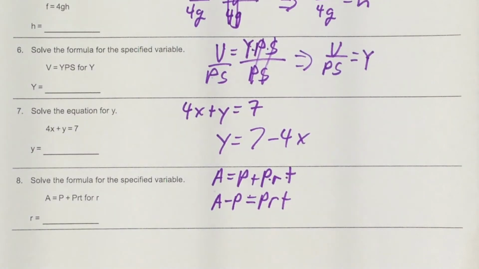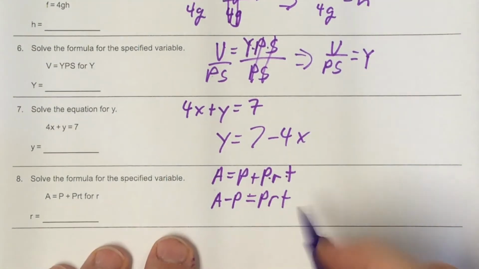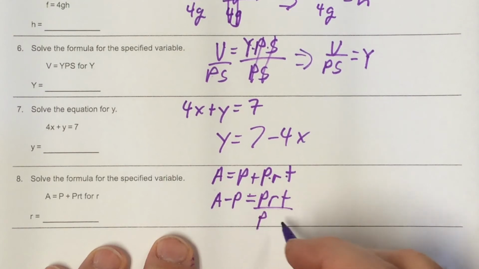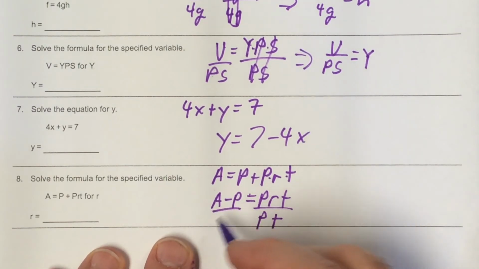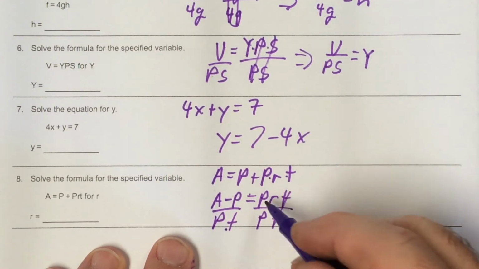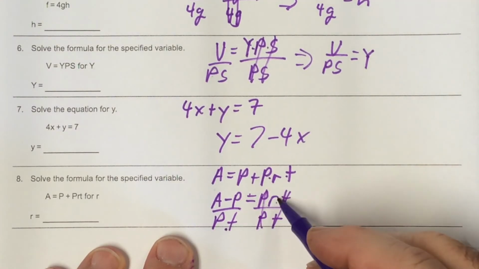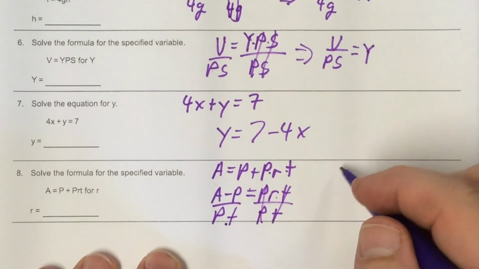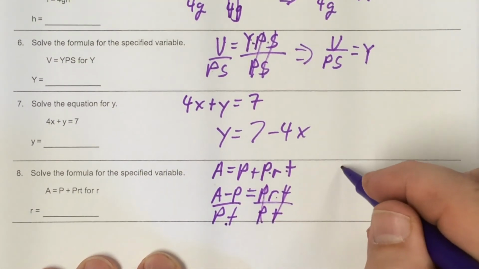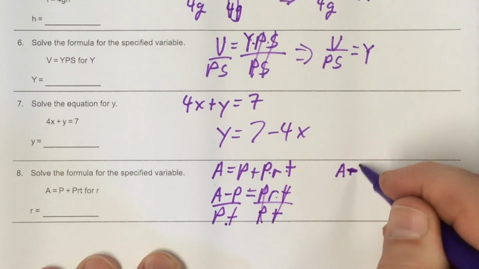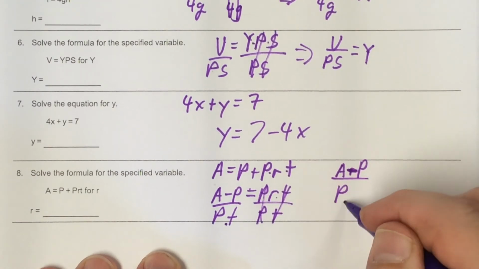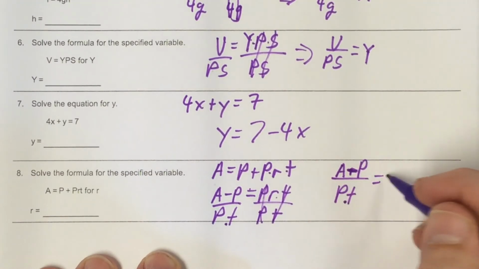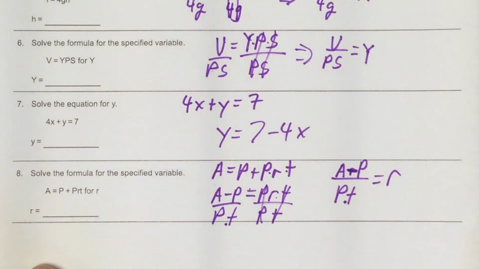Now, if I want to get r alone, I have a p and a t multiplying it, so I'm going to get a p and a little t to divide. So when I divide that out, these cancel, leaving me with r alone, giving me that r is equal to a minus p over p times t. So my final answer is going to be a minus p over p times t is equal to r. And that's going to be our final answer for question 8.